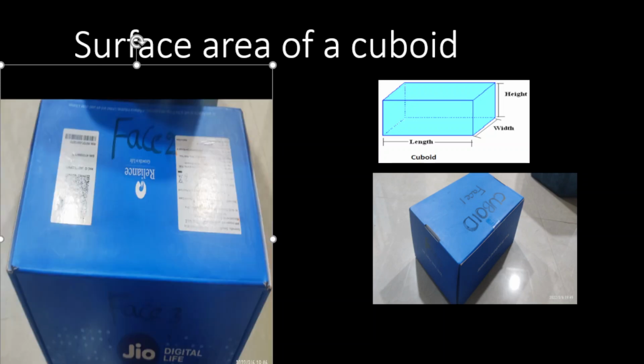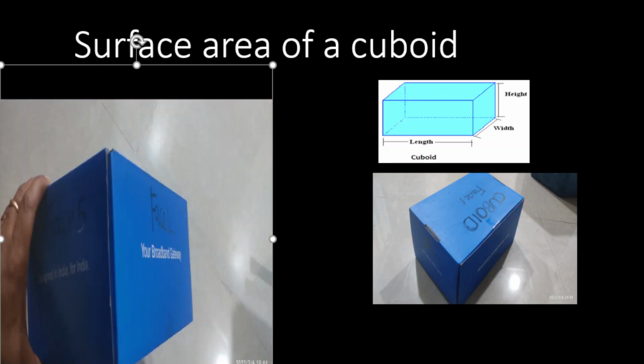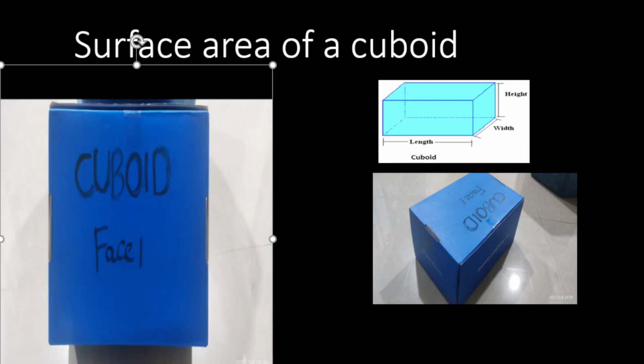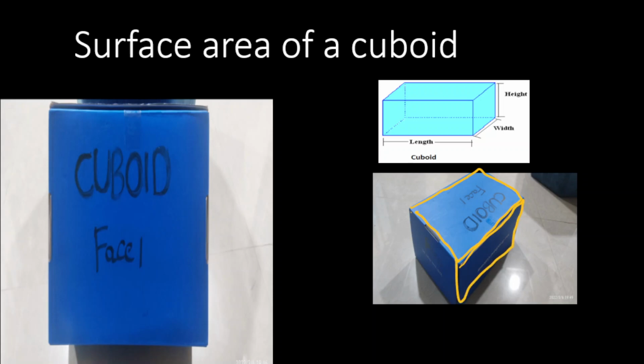Here we have a cuboidal box, and here we can see the top face of the cuboidal box, and this is the side face of the cuboidal box, and this is the front face of the cuboidal box. All these are called faces or surfaces.